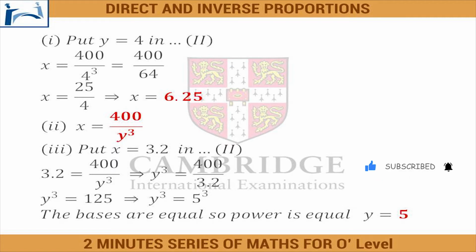and part 2 is the equation x equal to 400 over y cube. Part 3 is we put x equal to 3.2 in equation number 2. 3.2 equal to 400 over y cube. We get y cube equal to 400 over 3.2, y cube equal to 125, y cube equal to 5 cube. The bases are equal, so power is also equal, y equal to 5.